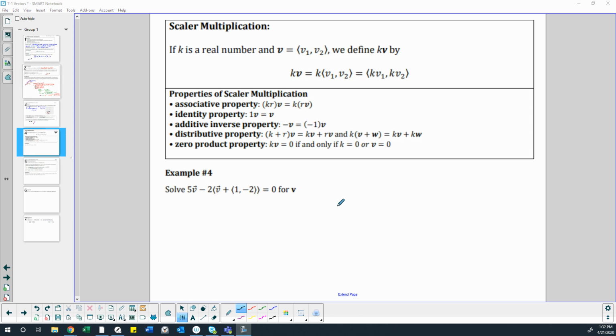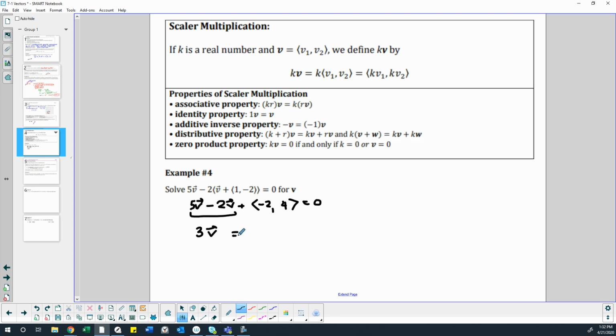So let's go ahead and distribute the 2. How does that sound? I'm going to start with 5 vector v minus 2 times vector v, and then I'm going to distribute the negative 2 to this vector as well. So negative 2 times 1 is negative 2, and negative 2 times negative 2 is positive 4, and that should equal 0. So we can combine these together. 5 times vector v minus 2 times vector v would be 3 times vector v.